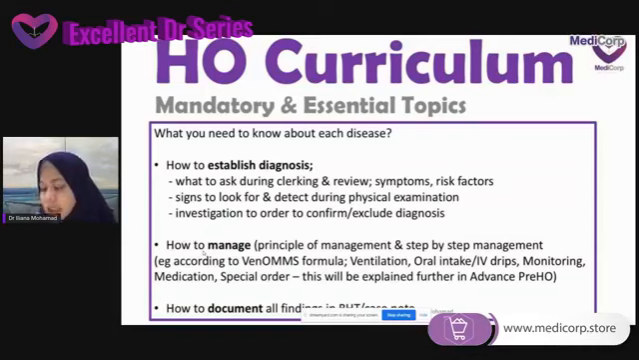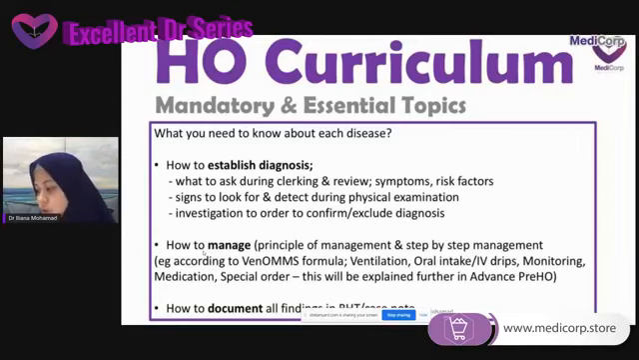And along the way you will need to know step-by-step management. Step-by-step management is how much drip you want to give, how frequently you need to monitor the vital signs, and how frequently you need to repeat the blood investigations.